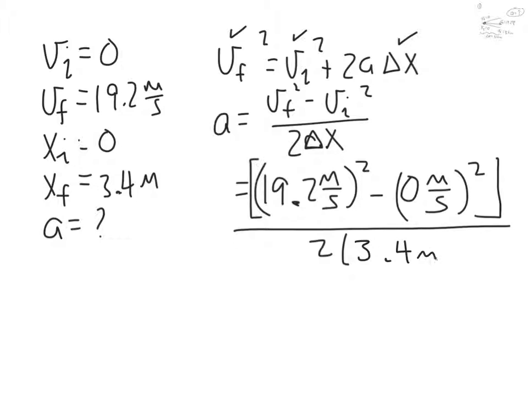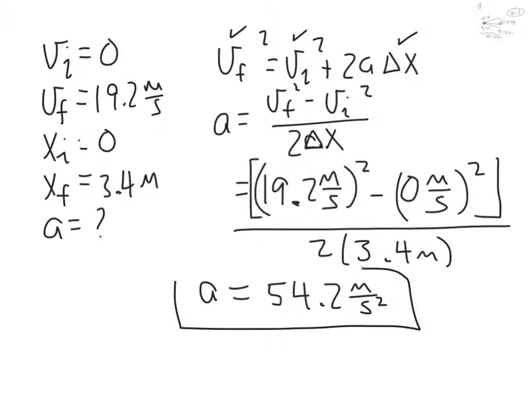Then we have divided by 2 times 3.4 meters. And you land up with 54.2 meters per second squared. Now if you look at the units, meters squared, seconds squared on top. After you square everything, meters on the bottom, the square cancels. So this is what you have, 54.2 meters per second squared.